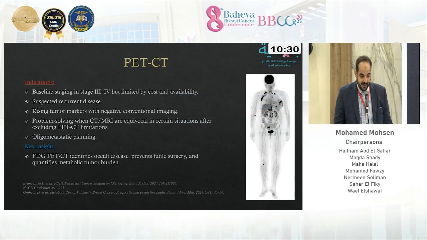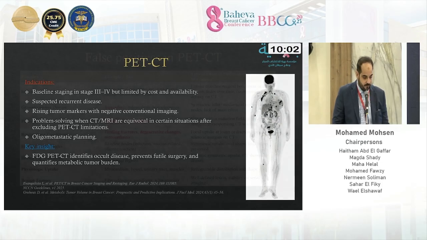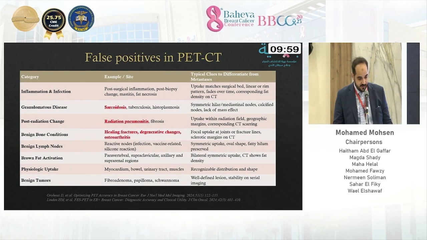PET-CT indications include baseline staging in stage 3 and 4, but limited by cost and availability. Suspected recurrent disease, rising tumor markers with negative conventional imaging, and problem solving when CT or MRI are equivocal in certain situations, but after excluding the PET-CT limitations. Oligometastatic planning: FDG PET-CT identifies occult disease, prevents futile surgery, and quantifies metabolic tumoral burden. There are a lot of false positives in PET-CT, such as inflammation, granulomatous disease, post-radiation changes, some benign bone conditions, brown fat, and benign tumors.